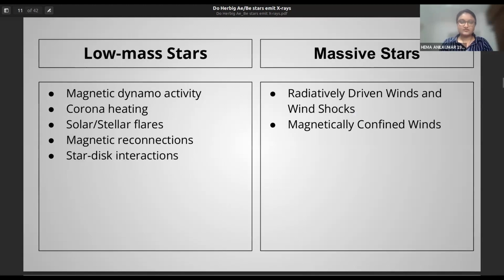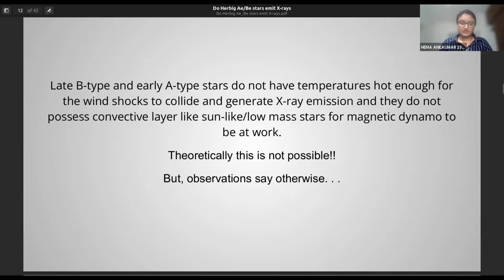So this is a summary of how X-rays are generated in low mass stars and massive stars. In low mass stars, we see magnetic dynamo activity, coronal heating, stellar flares, and magnetic reconnections happening. In massive stars, it is because of the radiatively driven winds and wind shocks, and also because of the magnetically confined winds.